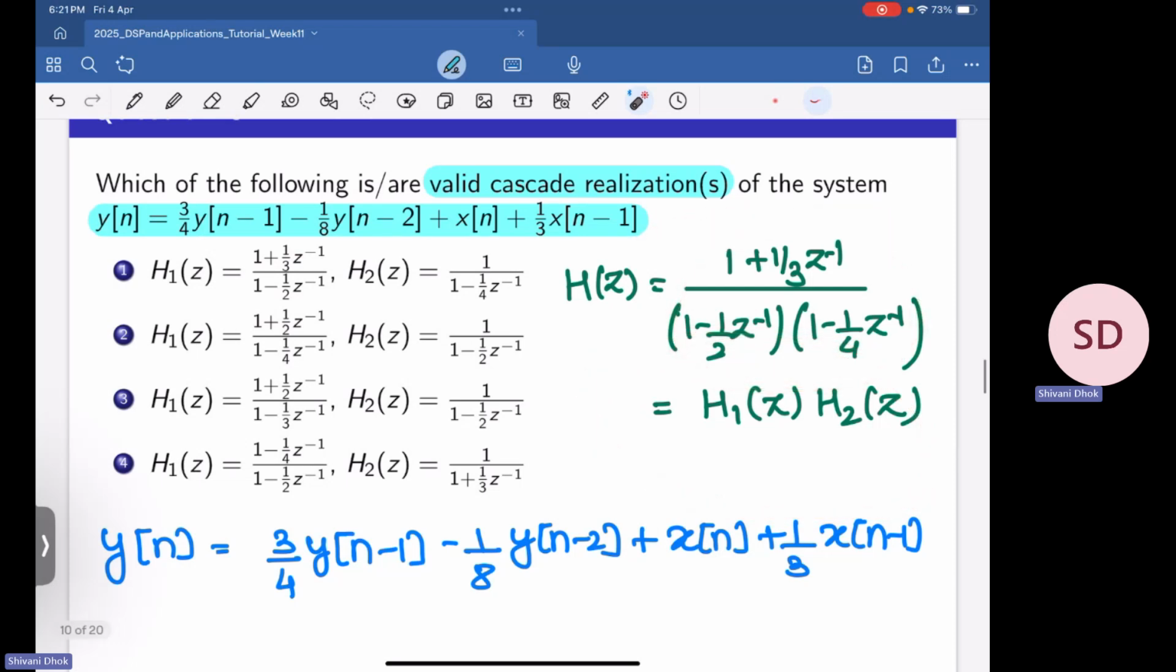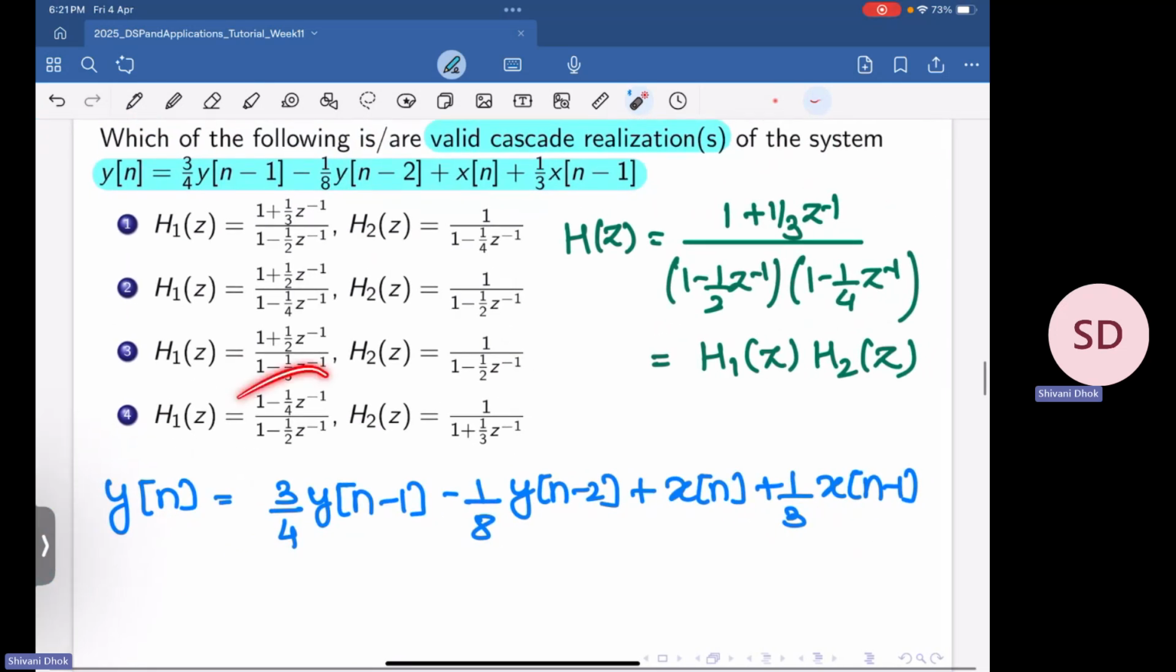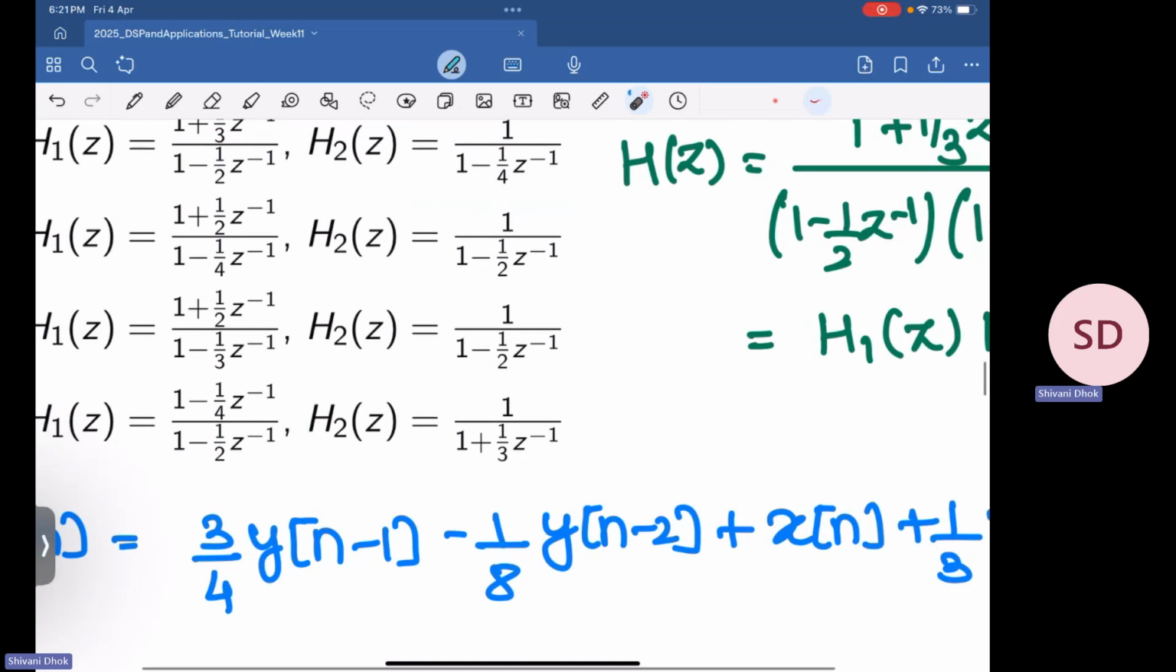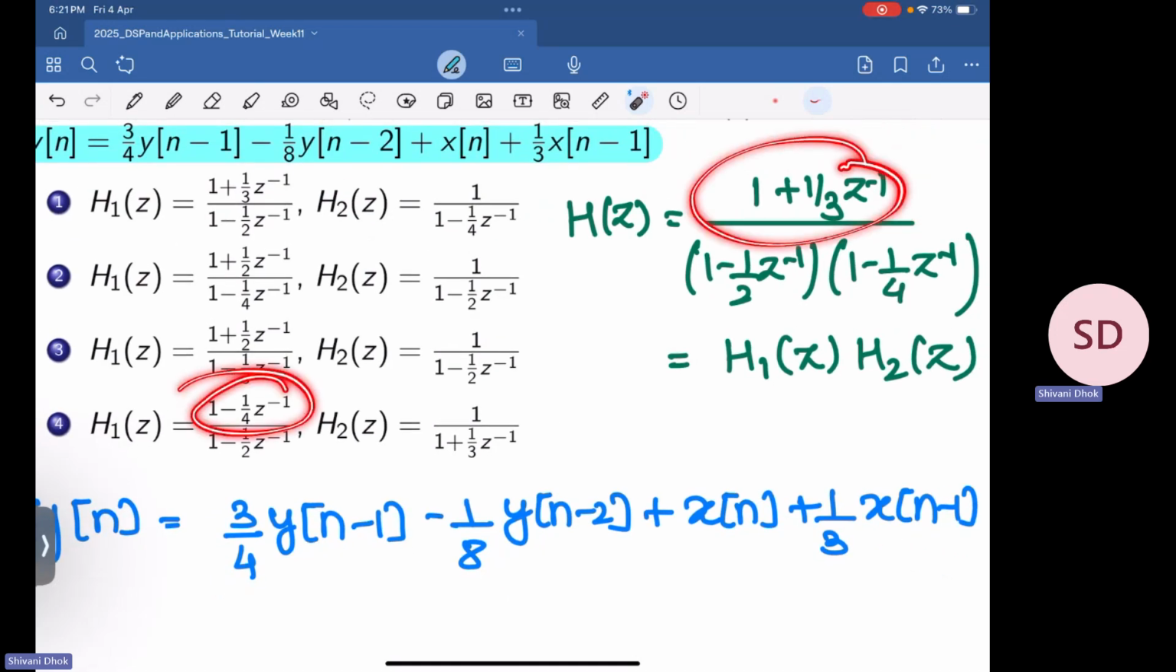So let us start with the fourth option. So what do we have here? If you multiply these two, what will we get? We'll get 1 minus 4 z inverse divided by 1 minus 1 by 2 z inverse into 1 plus 1 by 3 z inverse, which is not equal to this. So if you look at only the numerator, that itself is different. Forget about the denominator. So option 4 is not the correct answer.